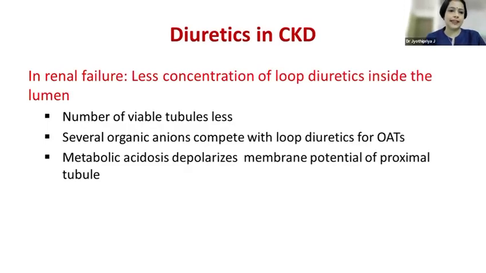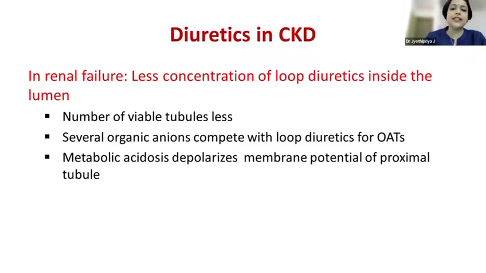So what happens in CKD? In renal failure, there will be less concentration of loop diuretics inside the lumen. Why? Predominantly because, one, the number of viable tubules is less. Another one, in uremia or advanced renal failure, the uremic toxins accumulate. There are several organic anions like p-cresol sulfate, indoxyl sulfate. They accumulate and compete with the loop diuretics for the organic anion transporters. As a result, the delivery of loop diuretics will be decreased.